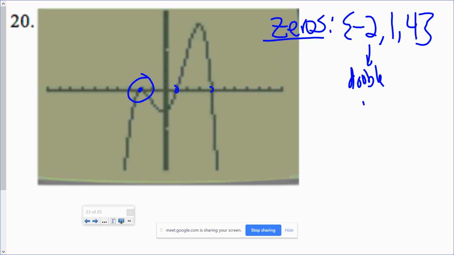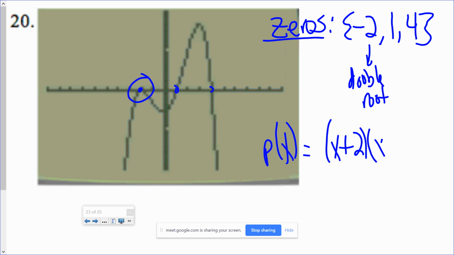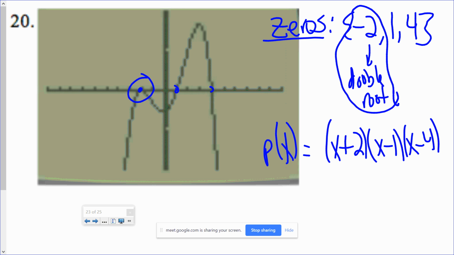So here's what that means. When I list my factors, -2 becomes x plus 2. +1 becomes x minus 1. +4 becomes x minus 4. Since there's a double root at -2, this factor, x plus 2, gets a squared because there's two of them. If there's a double root, if it bounces off, that means there's two of them. So for that double root of -2, that corresponding factor, x plus 2, gets a squared.